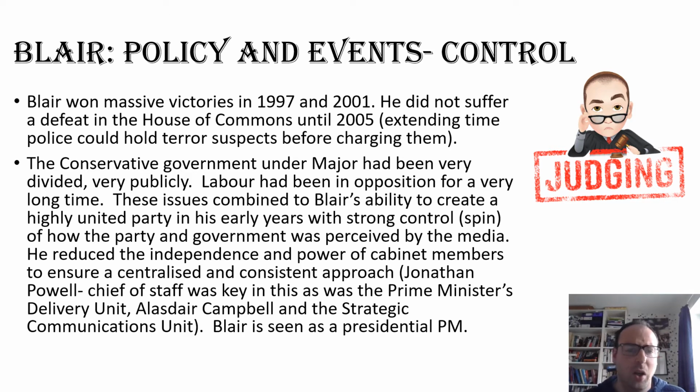Another key figure in this was Alistair Campbell, who was in charge of all dealings with the press, and you've got a couple of key organisations as well. You've got the Prime Minister's Delivery Unit, which ensured that Blair essentially had central control over all policy areas, and the Strategic Communications Unit, which was headed by Alistair Campbell, that made sure that Blair had control over the media message and what was going out from the party. So probably even more so than Thatcher, Blair really centralised power in his own hands.